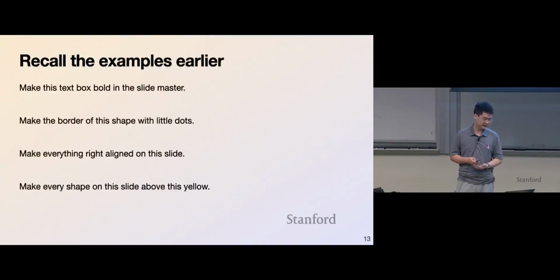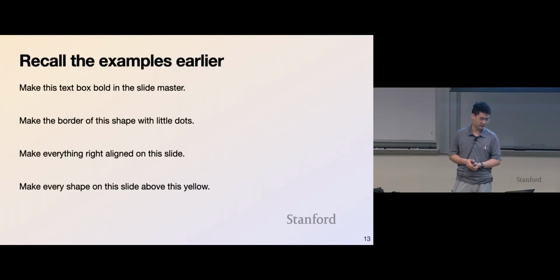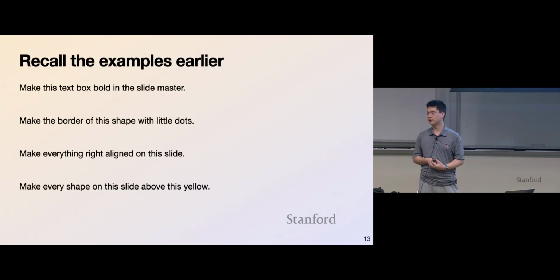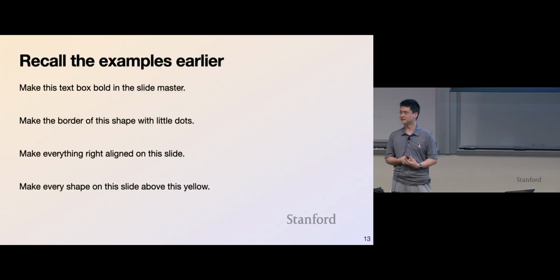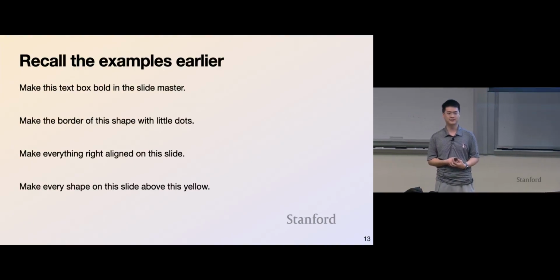So let's recall the example earlier. Make this text box bold in the slide master, and all of the examples here. I wonder, based on what you have learned in this course, how would you implement those commands? And especially these days, we have LLMs, unlike 1982, where I think most of the commands were just using pattern matching. Anybody want to talk about any potential ideas on this?